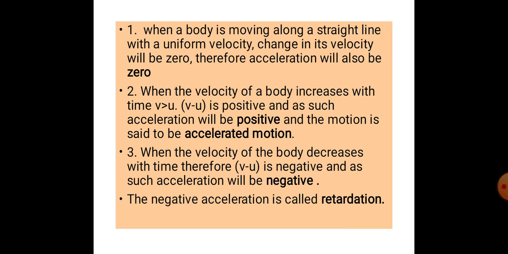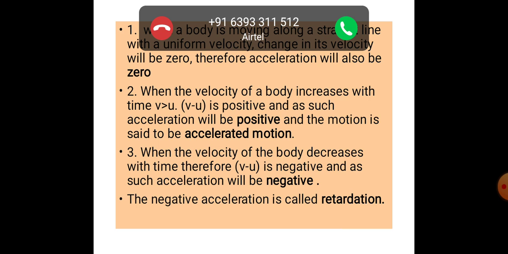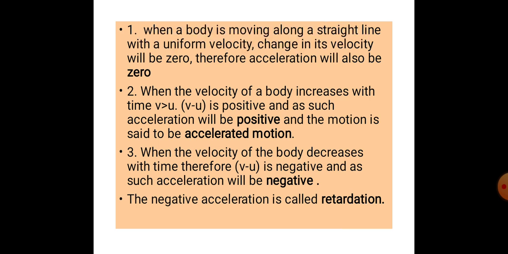Now second, when the velocity of a body increases with time, it means that final velocity is more than initial velocity, therefore v minus u is positive. It means the change in velocity will be positive. As such, acceleration will be positive. The direction of acceleration is along the direction of velocity. The motion is said to be accelerated motion. For example, when a body is dropped, its velocity keeps increasing due to gravity, and the acceleration is positive.